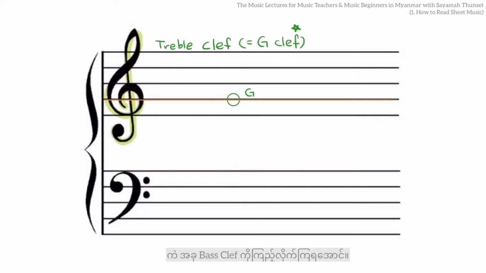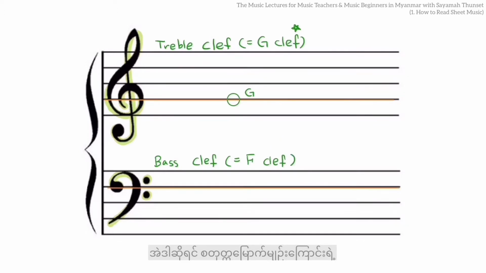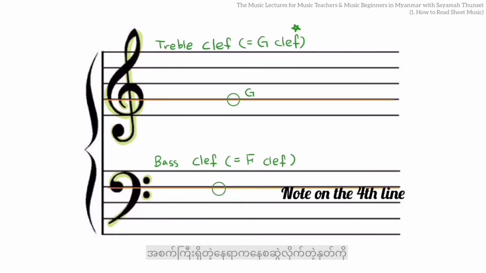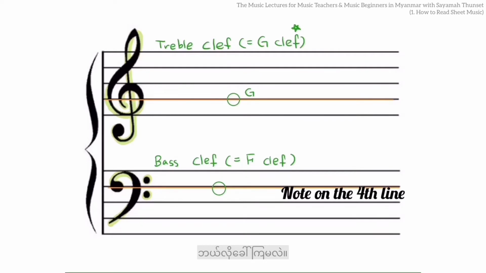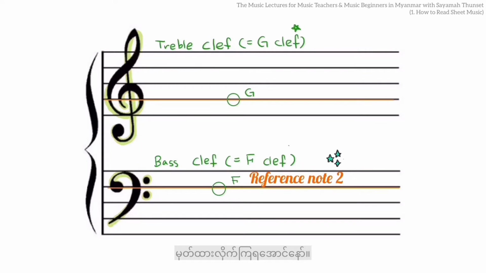Then let's look at the bass clef. Do you remember the nickname of the bass clef? Right, it was F clef. Then what will be the name of this note if you draw a note on this fourth line where this big dot is located? That's right, this note is the F note. Let's remember the F note that is located on the fourth line.